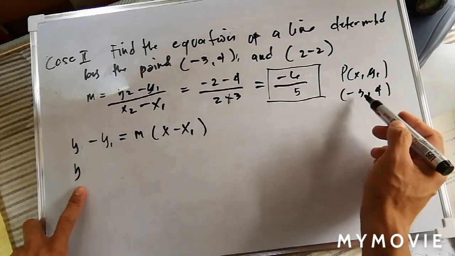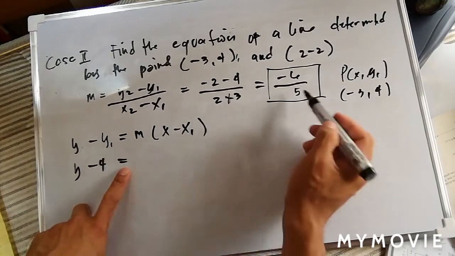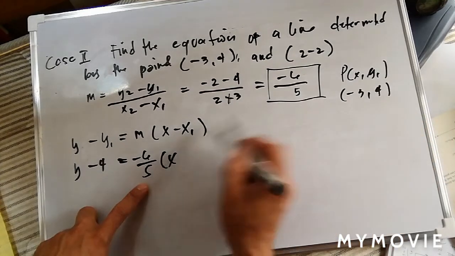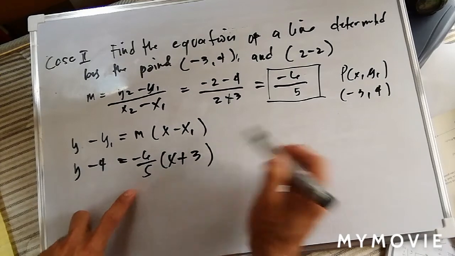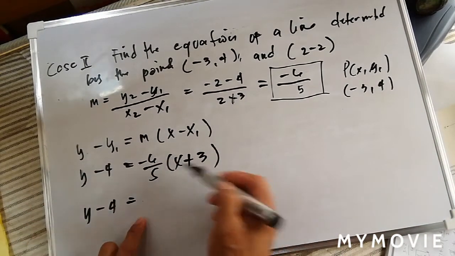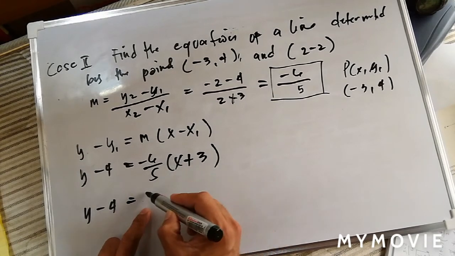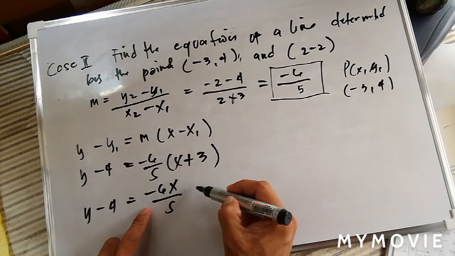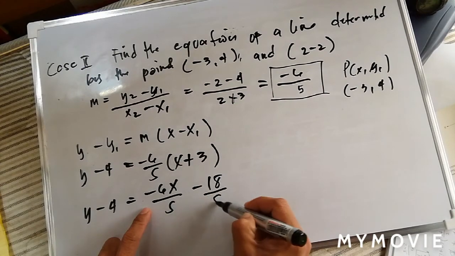So our y sub 1 here is 4, so that's y minus 4. The slope is negative 6 over 5. Our x sub 1 is negative 3, so that's x plus 3. So y minus 4 is equal to negative 6 over 5 times x plus 3. Distribute the fraction: negative 6x over 5, and then negative 18 over 5.